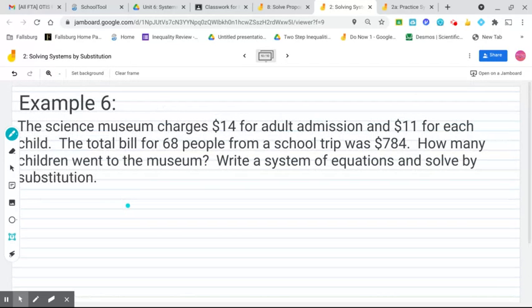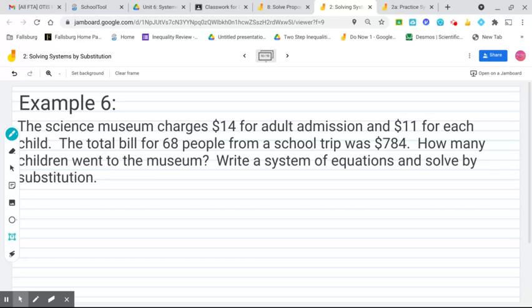So it says the Science Museum charges $14 for adult admission and $11 for each child. The total bill for 68 people from a school trip was $784. How many children went to the museum? Write a system of equations and solve by substitution. This one is very, very similar to the last one, right? We know how many total people went, and we know the total amount that was spent on the school trip.